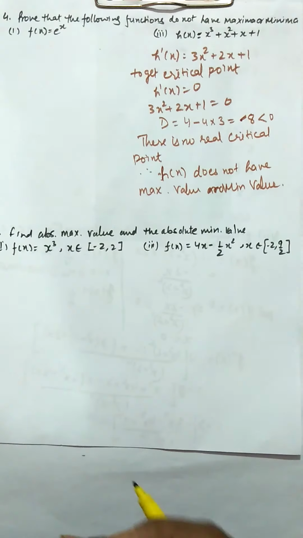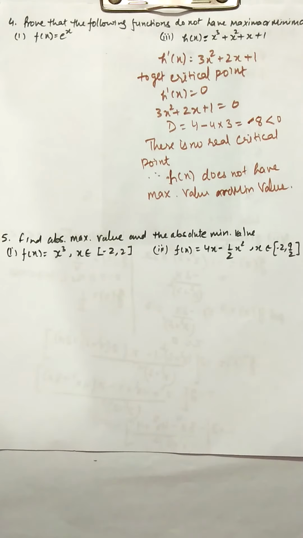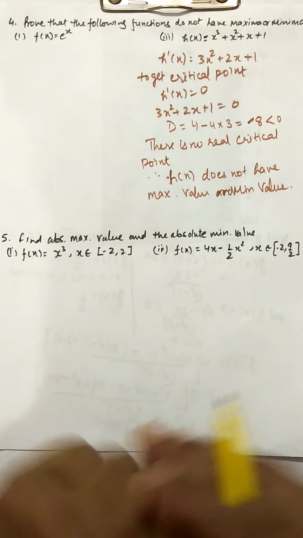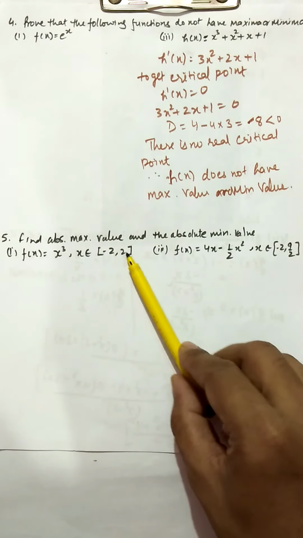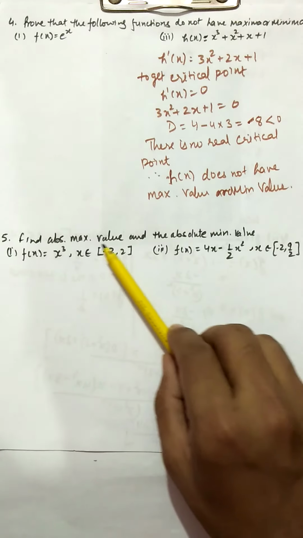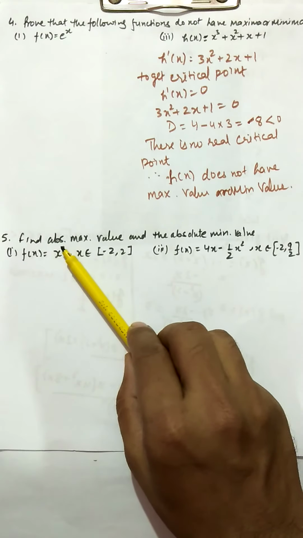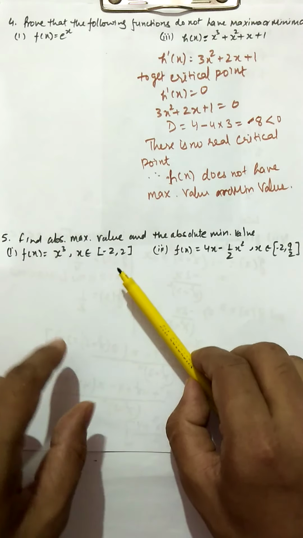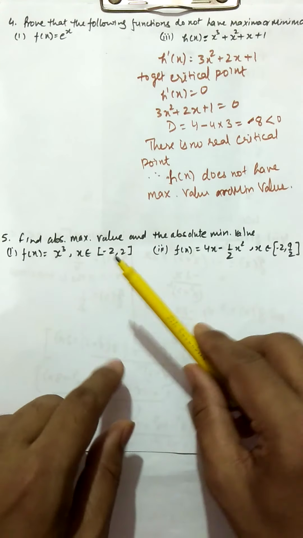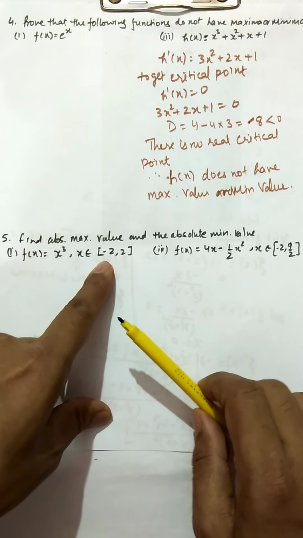Okay, this part you try yourself. Now come to question number 5. Find the absolute maximum value and absolute minimum value. What does it mean when I say absolute maximum value? It means within that closed interval you have to find the maximum value or the minimum value. If you find some maximum value within that interval, then that value will be called the absolute maximum value. Absolute, why? Because there is no doubt, you are going to be sure, and this is a continuous function defined in the closed interval.